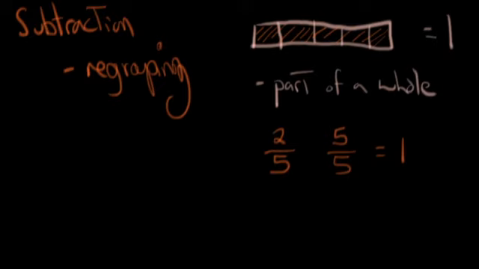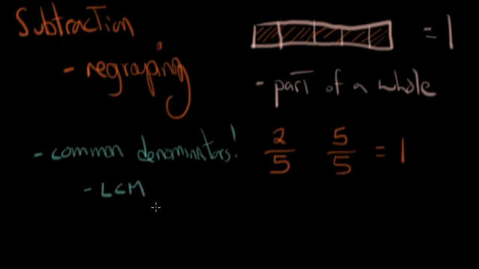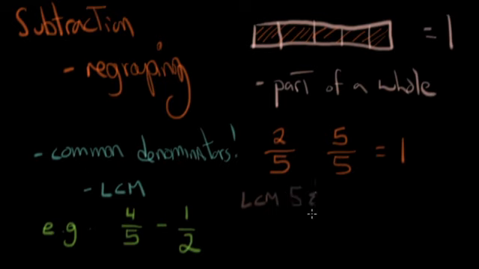So let's talk a little bit about subtracting. When we're talking about subtracting, you need to have common denominators, don't you? You need common denominators for sure. And how you do that is by getting the LCM of the two numbers. So let's do a nice easy example. Let's do 4/5, and let's take away a half. So 4/5 take away a half. I need the LCM of 5 and 2. So what's the LCM of 5 and 2?